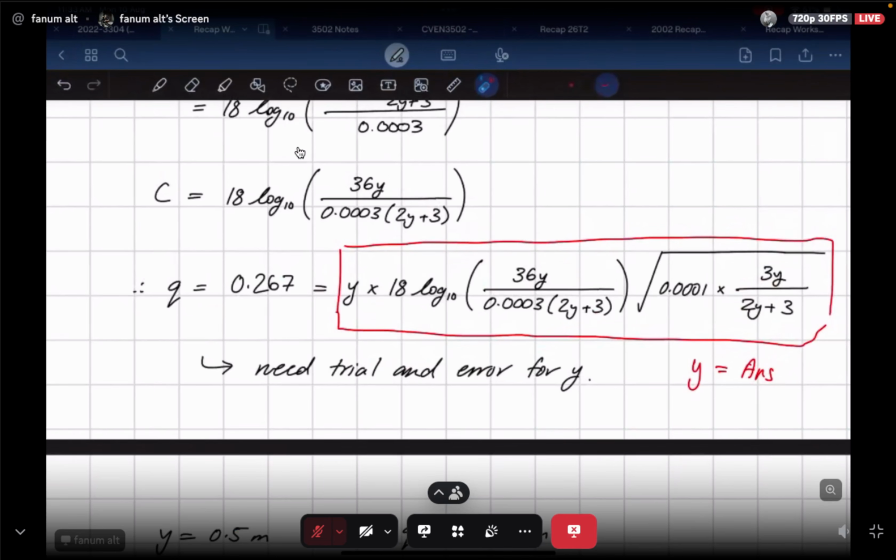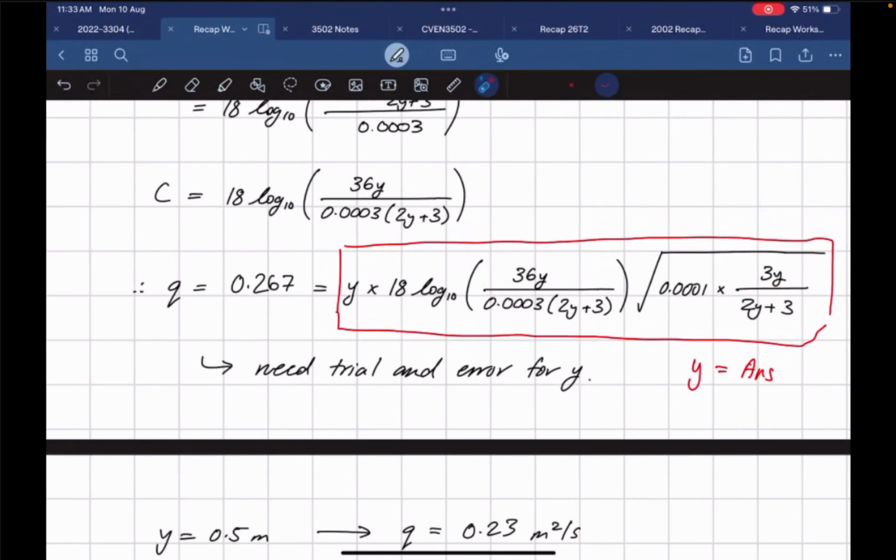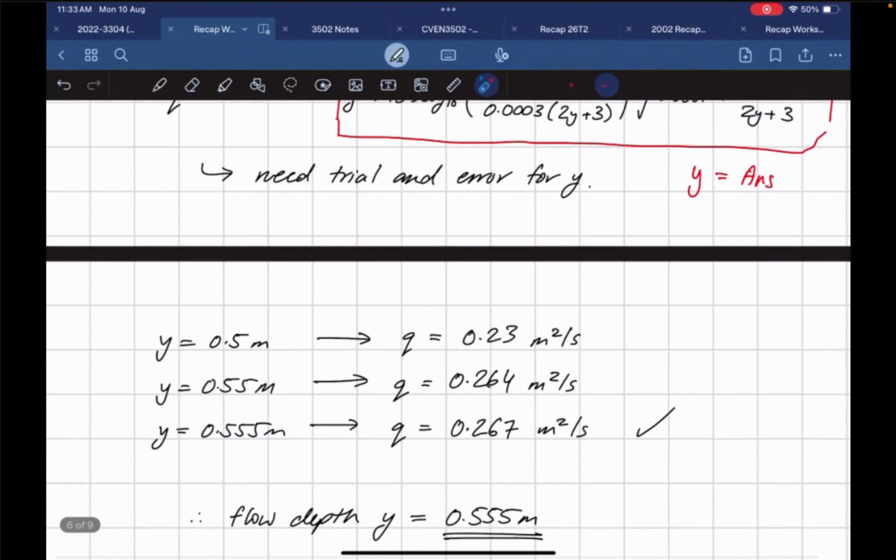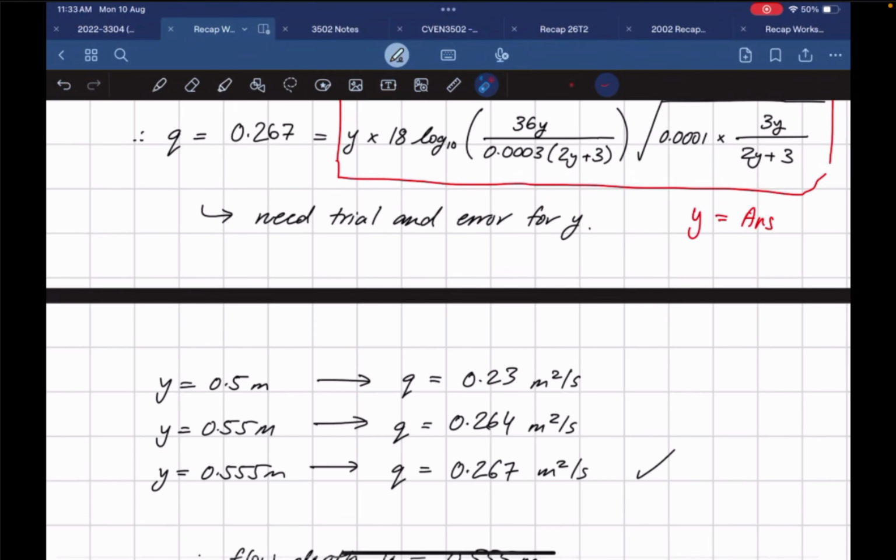Alright, cool. Everyone get how it works, sort of? If not, rewatch the video. It's going to be uploaded on YouTube. But essentially, the flow depth that I'm looking for is 0.555 meters. So that's the first part of the question done. Okay?